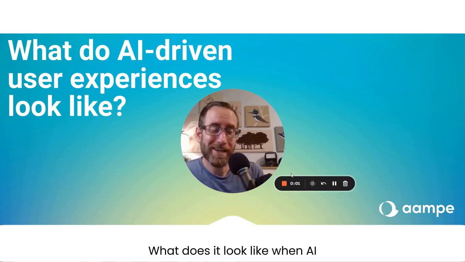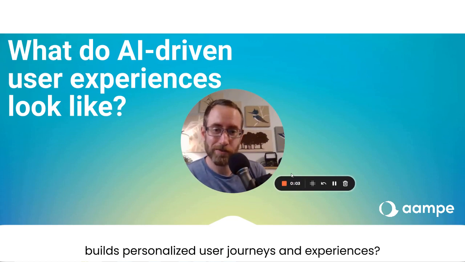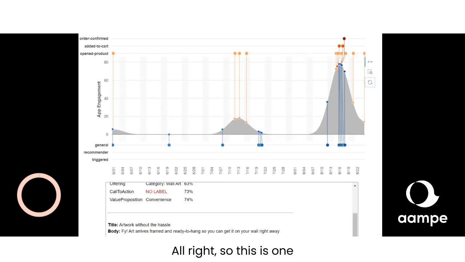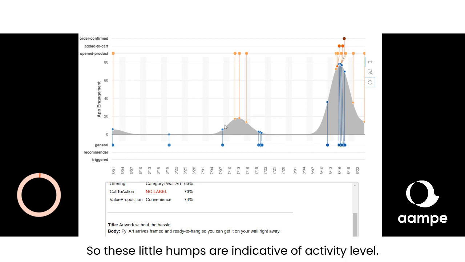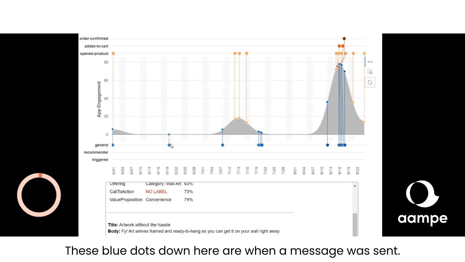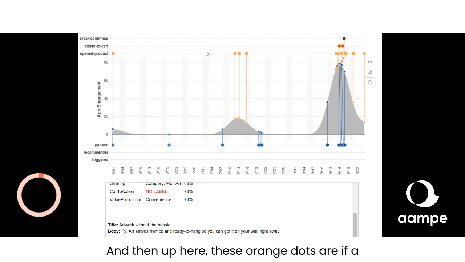What does it look like when AI builds personalized user journeys and experiences? Let's find out. All right, so this is one user's experience through a particular app. These little humps are indicative of activity level. These blue dots down here are when a message was sent. And then up here, these orange dots are if a product was opened or viewed on the app. If it was actually added to cart is this red. And then this deeper red is if they actually placed an order.